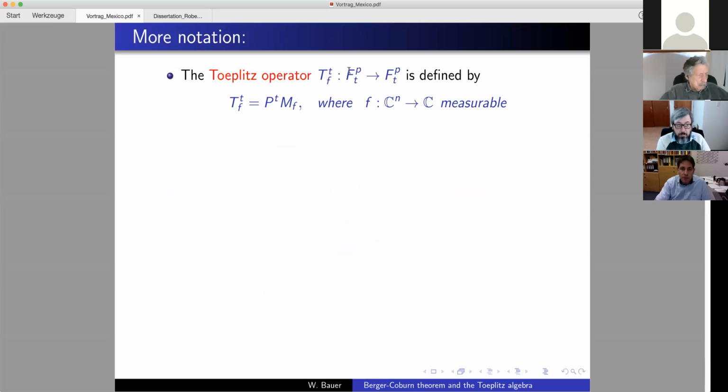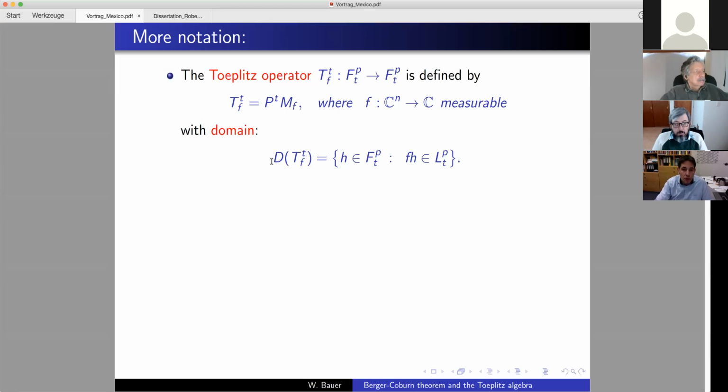They are defined on these P Fock spaces for P between 1 and infinity. And this is my notation here as usual, and they are just compressions of multiplication operators. And this symbol F is some measurable function. And important here in the first part, F might also be an unbounded function. So these are in general unbounded operators.